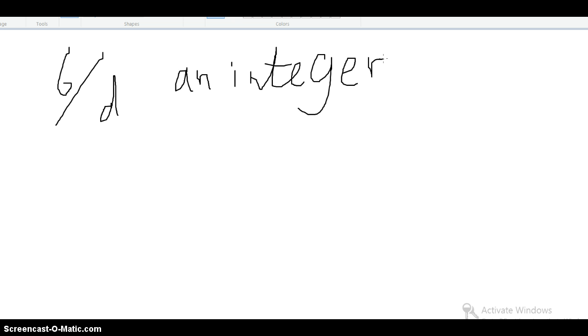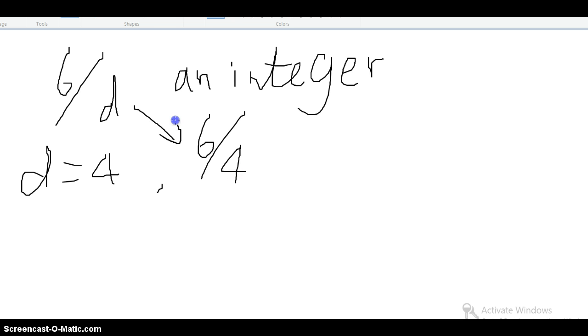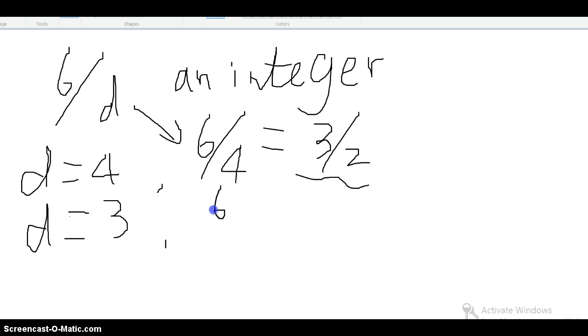So if I pick 4 for D, suppose D is 4, and I plug it in, I will get 6/4, which can be simplified as 3/2. Apparently, 3/2 is not an integer, it's a fraction. So D = 4 is not in the truth set. What if I pick, say, 3? If I pick 3, 6/3 is 2. That is an integer. So this one is false, and this one is true.